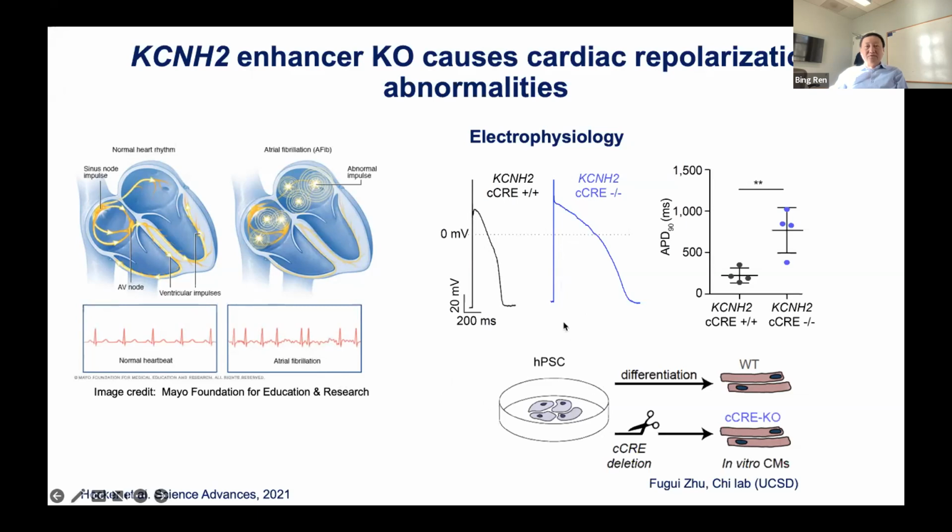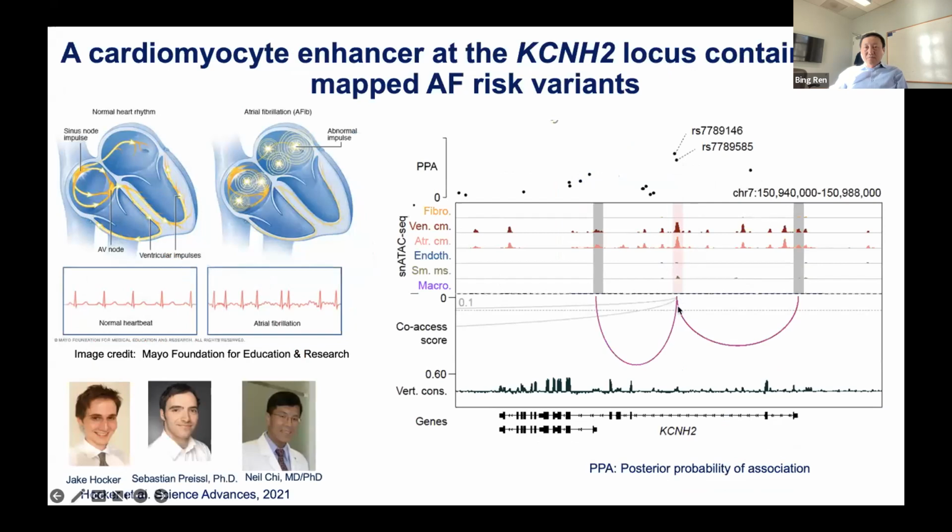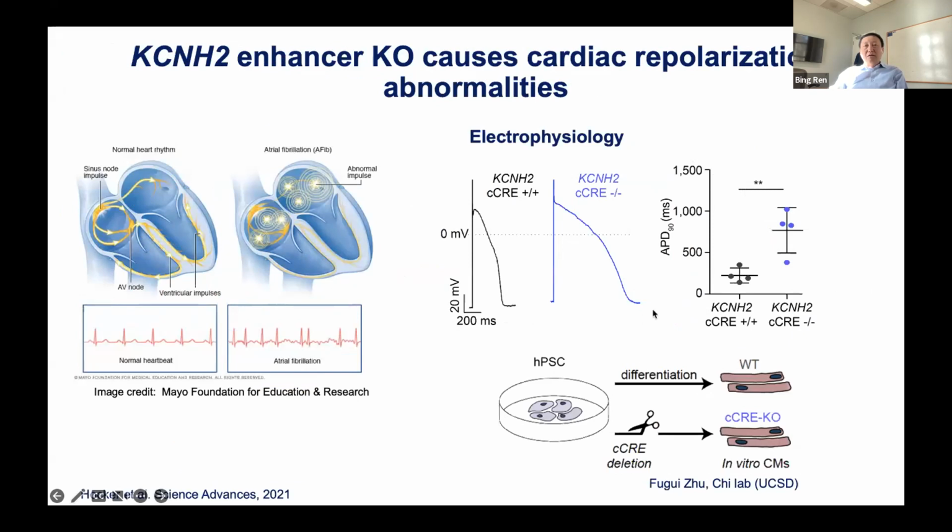If you delete, in our case, this element that harbors these two risk variants, what we see is a prolonged action potential. And that basically is because there are not enough potassium channel proteins produced in these cells. And this is what we learned from this study: by mapping the open chromatin cell type by cell type throughout the body, we can now interpret non-coding risk variants, and we can learn how such risk variants cause or predispose individuals to human disease and traits, such as atrial fibrillation.